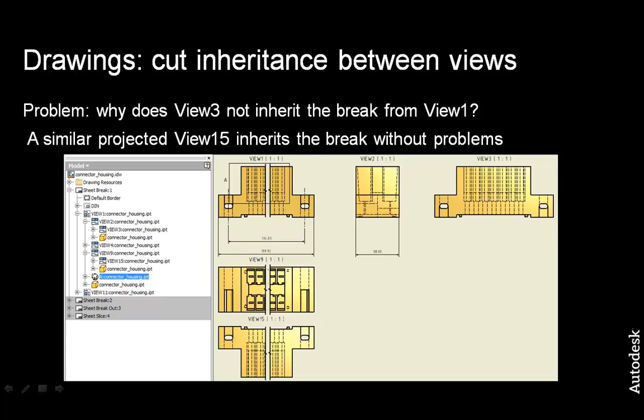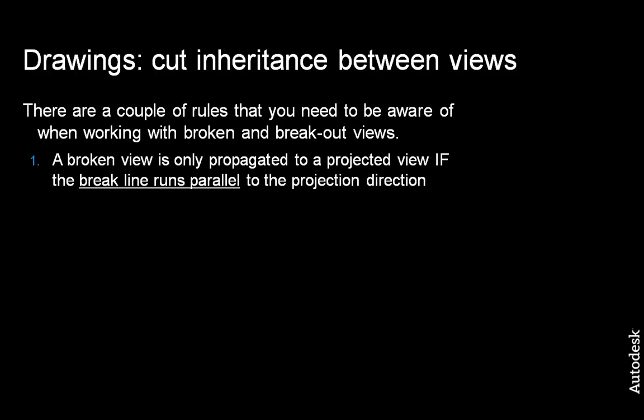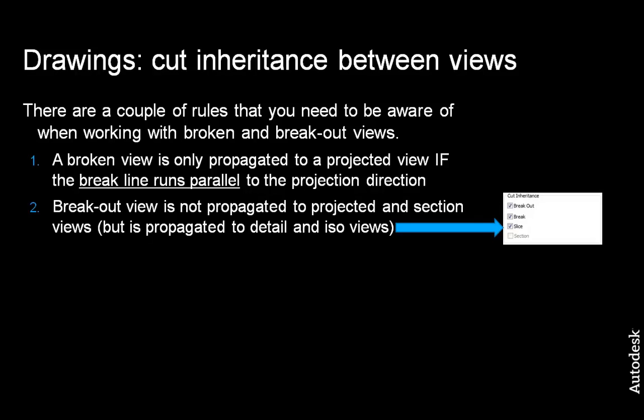In order to answer that question, we need to first step back and look at a couple of rules that come into play here with those breakout views and broken views. Rule number 1: a broken view is only propagated to a projected view if the break line runs parallel to the projection direction. That's a key rule here. The breakout view is not propagated to projected and section views, but it is propagated to detail and ISO views.